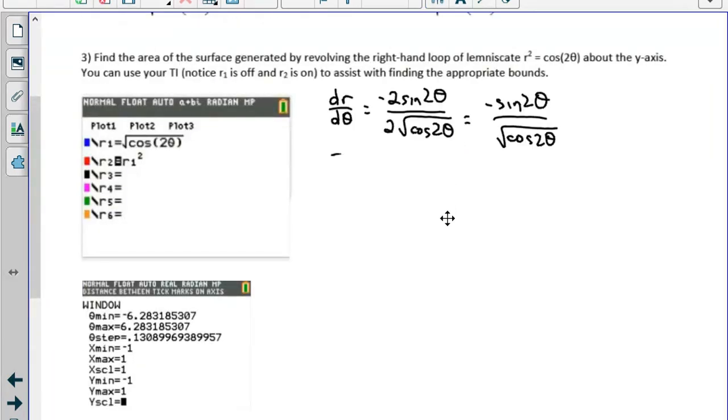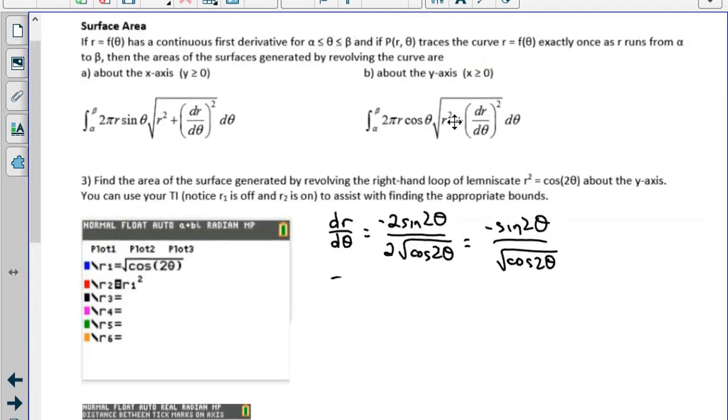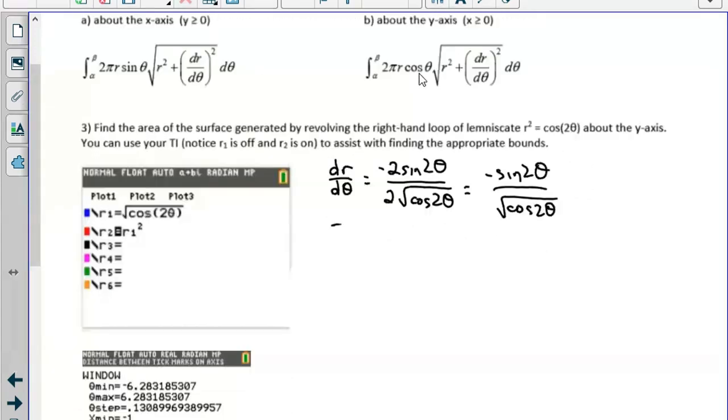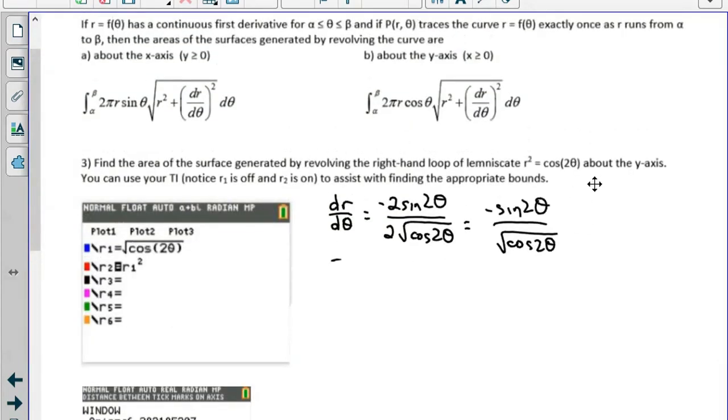So first thing I want to do is dr d theta. That's because I need it for the formula. So dr d theta is, if I take r, I could just take r from over here and take the derivative of that with respect to theta, or I could do the derivative of r squared implicitly.